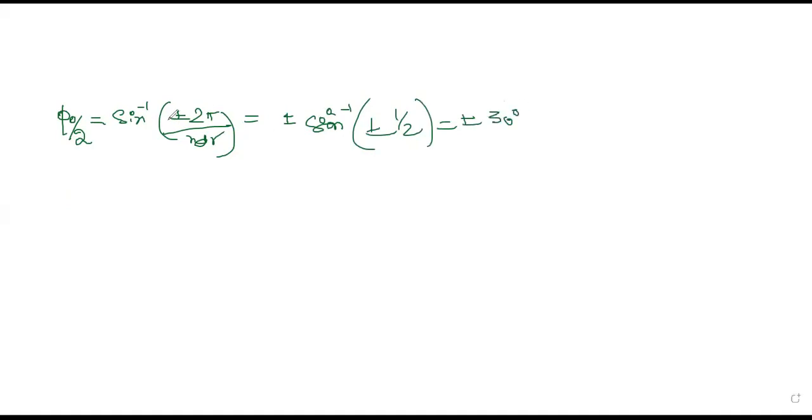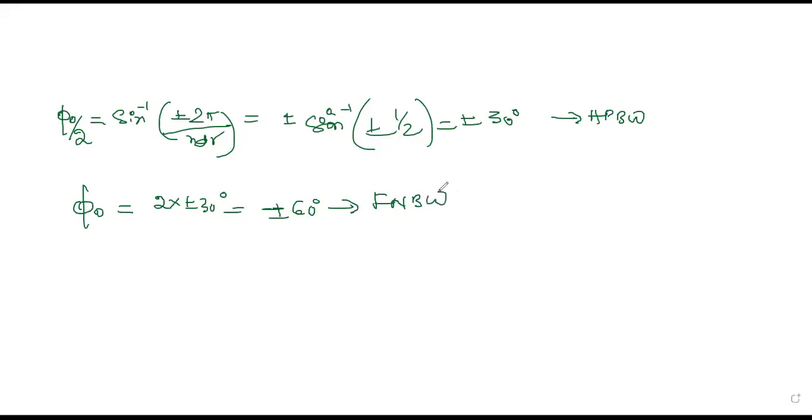Okay. Then phi naught by 2, that is your half power point, this will be half power beam width, which is 30 degree. If you are finding the first null beam width, multiply with 2 into plus or minus 30 degree, you will get first null beam width, which is plus or minus 60 degree. So this will be first null beam width. Okay. Clear? Yes, ma'am.